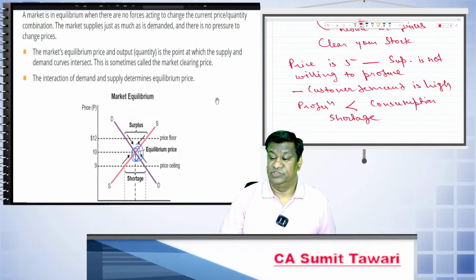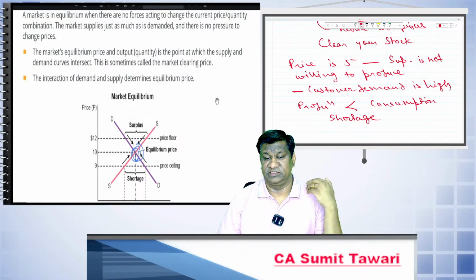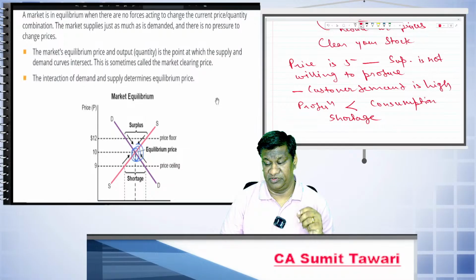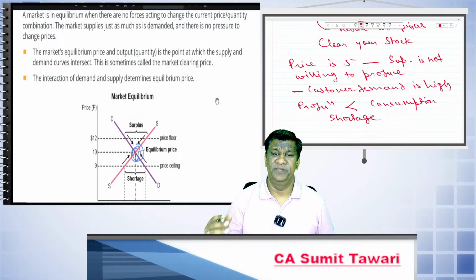Okay, so this basically means the supplier is not willing to produce, but the customer has a demand. So generally for necessity items or daily needs items, this kind of situation arises. So you always find sometimes there is a shortage.